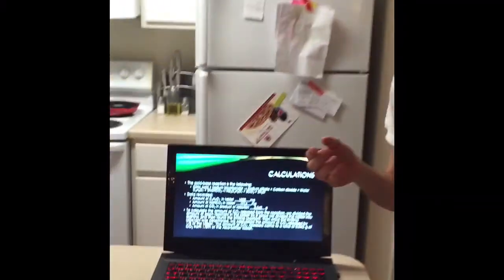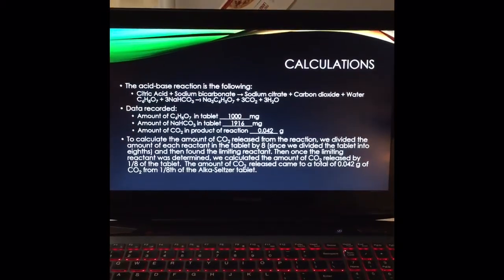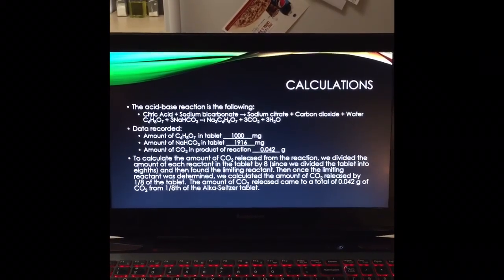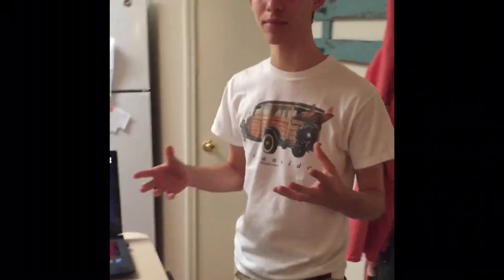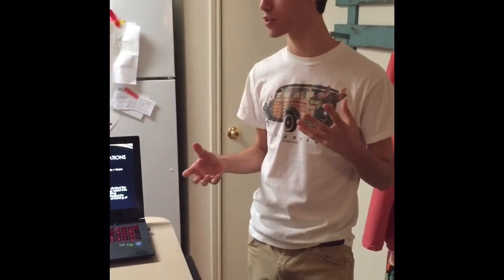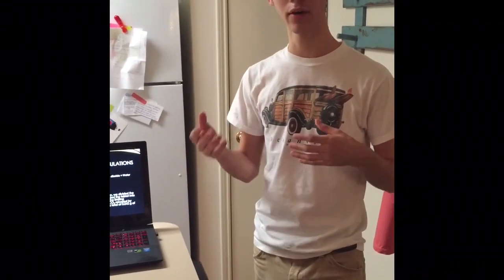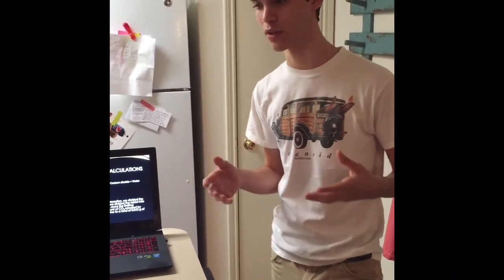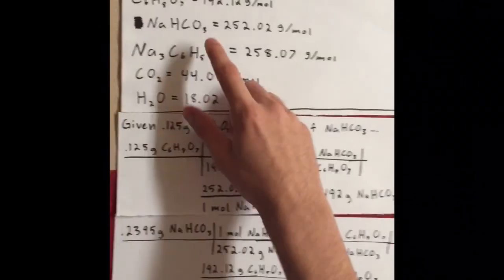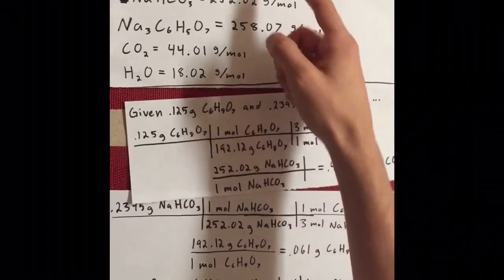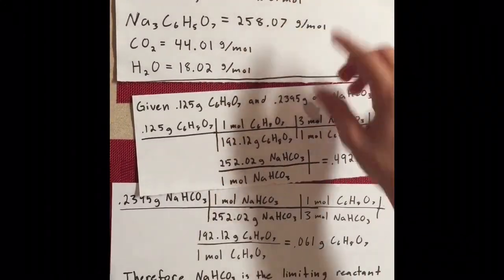So some calculations to this experiment. When you have the Alka-seltzer tablet, it already contains citric acid and sodium bicarbonate, and that's where the reaction takes place. But since it's a solid, the atoms don't have the freedom to move around and interact with each other. So when you put the Alka-seltzer in water, it dissolves, allowing these molecules to move and interact with each other. As you can see right here, we have the chemical reaction. We have citric acid reacts with sodium bicarbonate to get sodium citrate, carbon dioxide, and water.